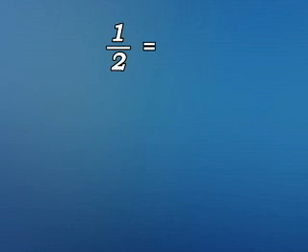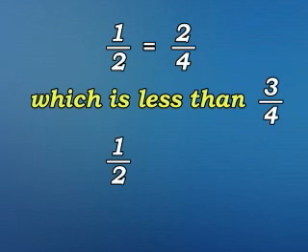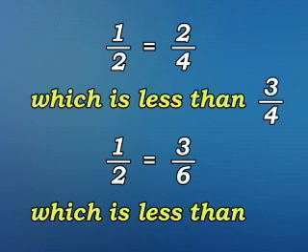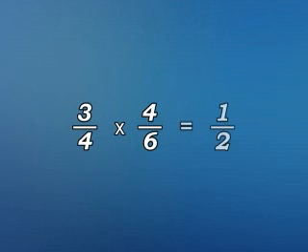Let's test this. 1/2 is the same as 2 over 4, which is less than 3/4. It's only 2/4. And 1/2 equals 3 over 6, which is less than 4/6. So if you multiply 3 over 4 by 4 over 6, you get 1/2, which is less than you started with.